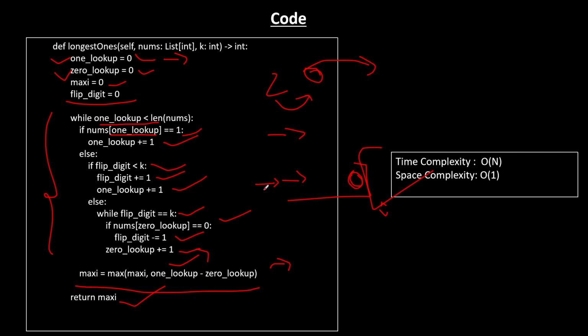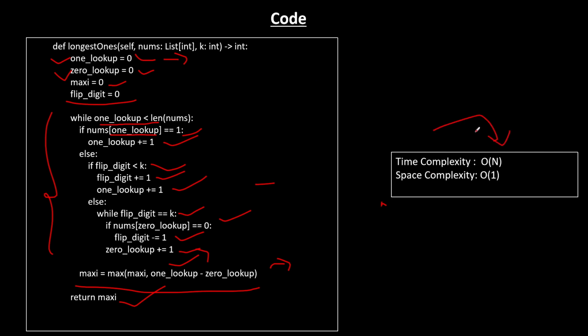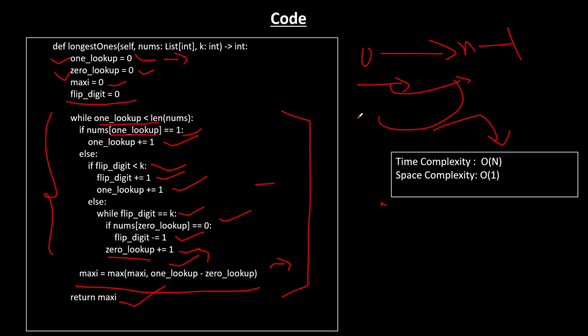So this is all about the code. Now the time complexity is O of n, right? Why O of n? If you can see, we are just iterating one time from 0 to n minus 1, fine. And if you have a question that we are iterating i and zero lookup also, it is not like that. If you can see, zero lookup is just moving ahead. It is not going back and starting again, right? It's just moving in the form of the sliding window technique. If you can just see, it's just moving this way.